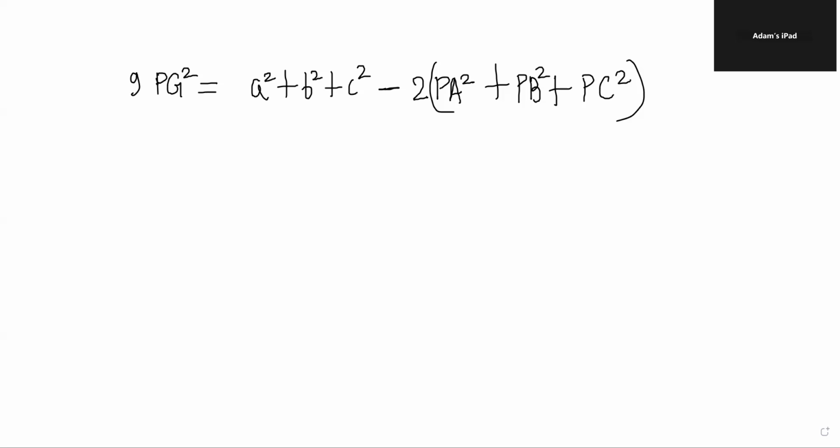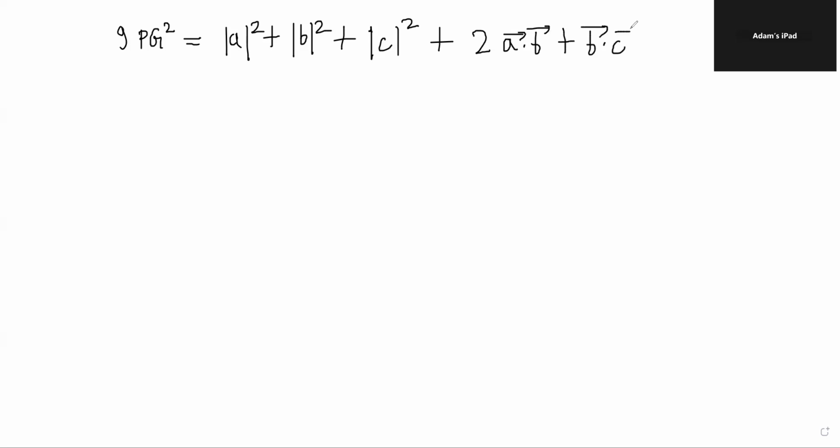Okay, I have made some silly mistake somewhere, so I'll just do it again. So my 9 PG square was what? 9 PG square earlier was mod of A square plus mod of B square plus mod of C square and plus 2, it was plus 2 times A dot B plus B dot C plus C dot A. I made a mistake by subtracting, it was plus.